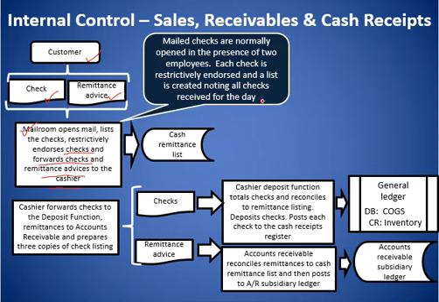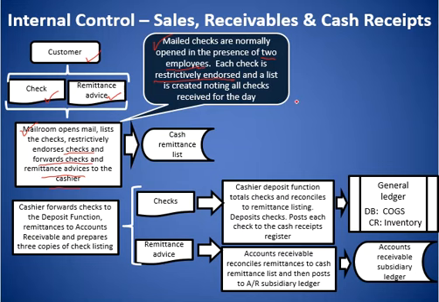Now, mailed checks are normally opened in the presence of two employees. In other words, one employee provides a check on another employee. Each check is restrictively endorsed, and what that means is, if you can't remember from your business law courses, there's a concept in business law that you can restrictively endorse a check to be deposited in a particular account.